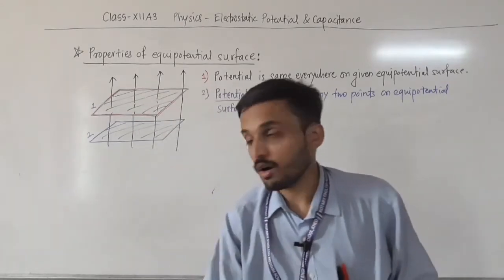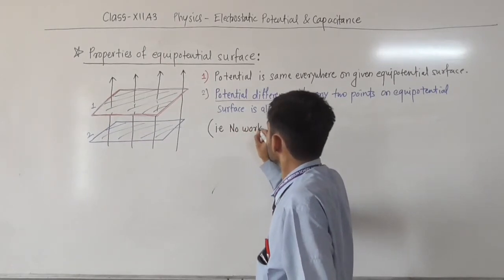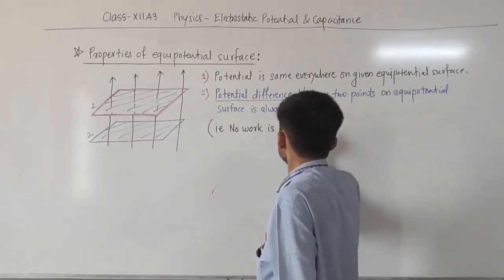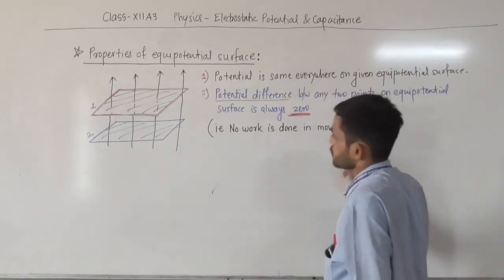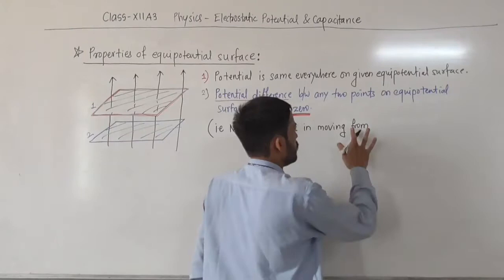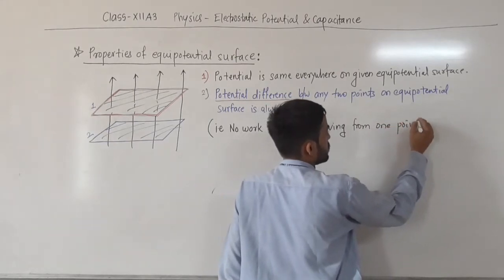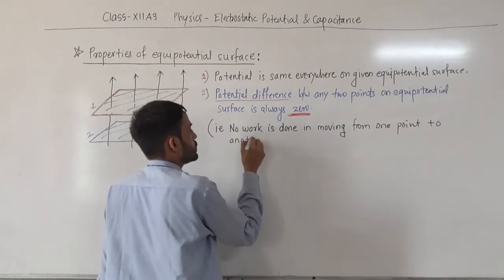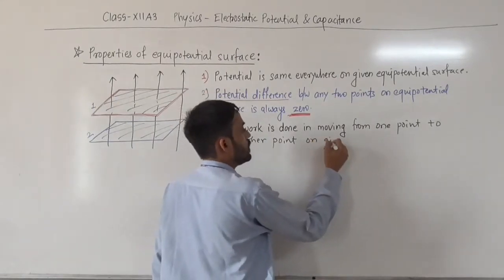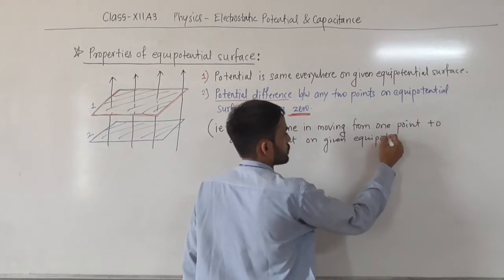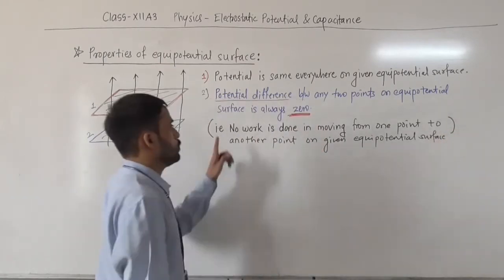So what is the importance of this? That is, no work is done in moving from one point to another point on given equipotential surface. So, of course, first of all, I have shown you that potential difference between any two points on the equipotential surface given is always 0.